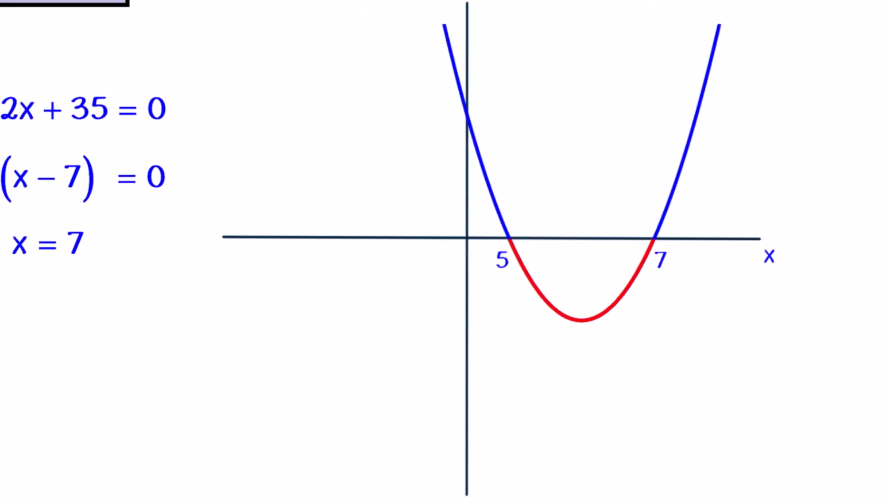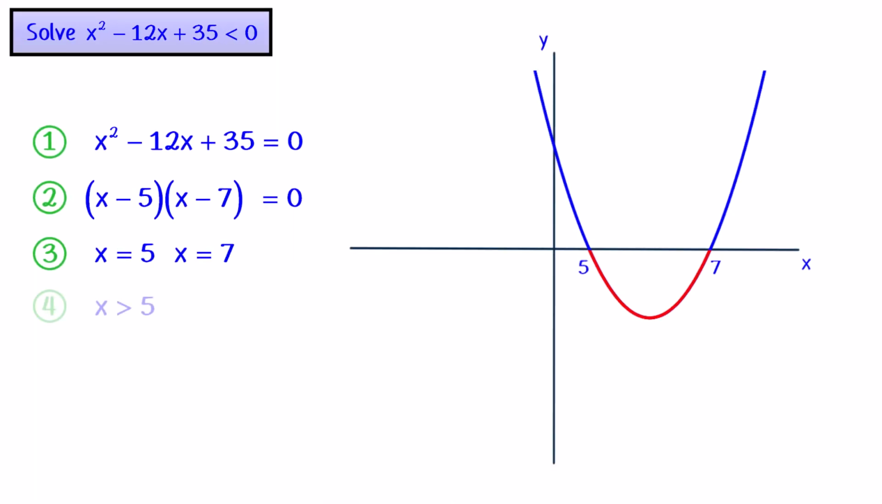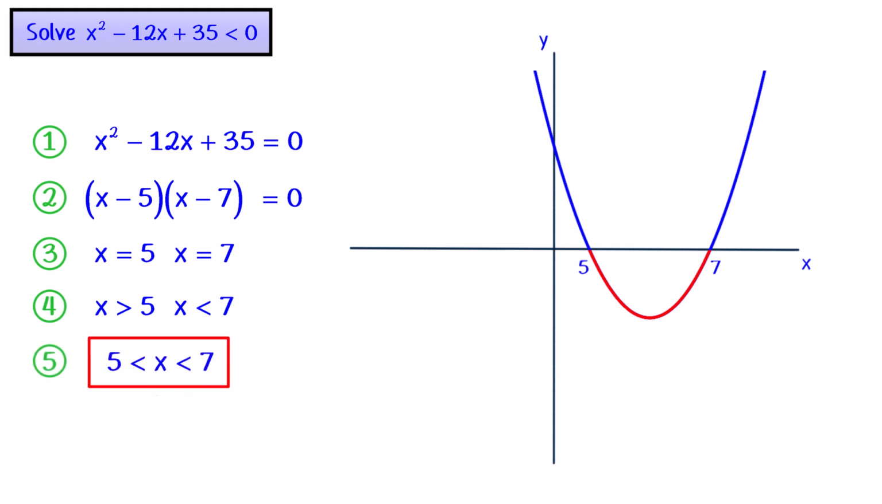And this can be written as inequalities in the form x is greater than 5 and x is less than 7. Or we can write this all in one as 5 is less than x, which is less than 7. Okay, so that's how you solve a quadratic inequality.